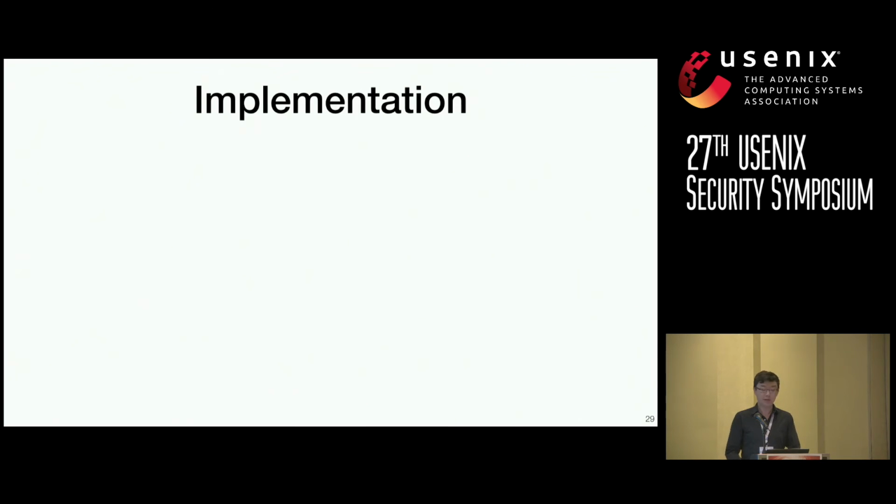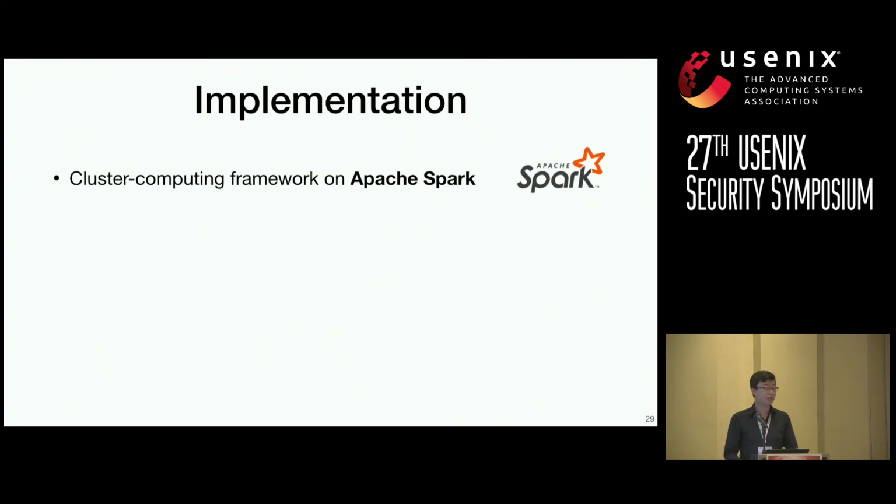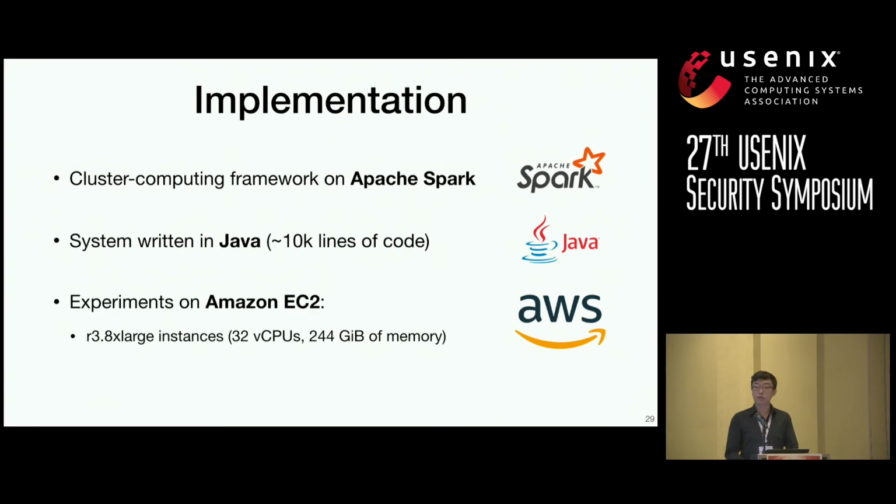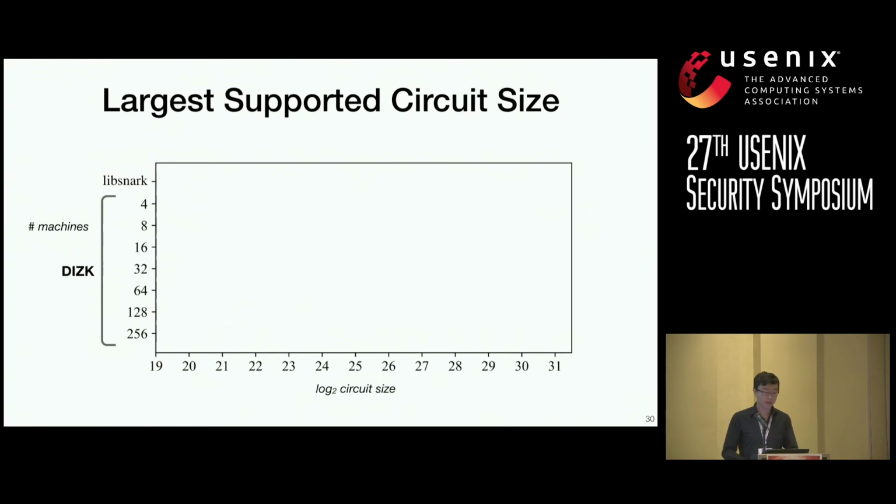So we implemented the system, and we used a cluster compute framework, Apache Spark. Our system is written in Java with approximately 10,000 lines of code. And we ran our experiments on Amazon EC2 and using R3 8x large instances. Our evaluations show us some interesting patterns and properties, which I will now present.